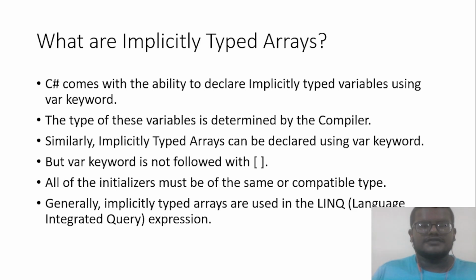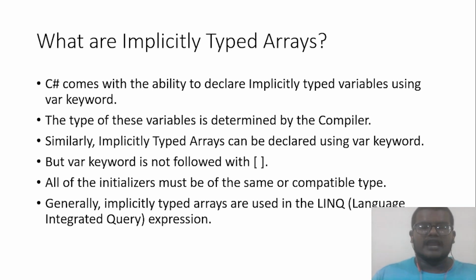C# comes with the ability to declare implicitly typed variables using the var keyword. Similarly, implicitly typed arrays can also be declared using the var keyword. It is necessary to initialize an implicitly typed array with elements of the same data type or a compatible data type. All types of arrays, like one-dimensional, multi-dimensional and jagged arrays, can be created as implicitly typed arrays.